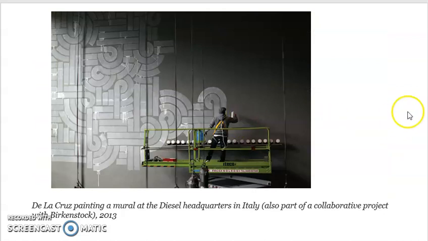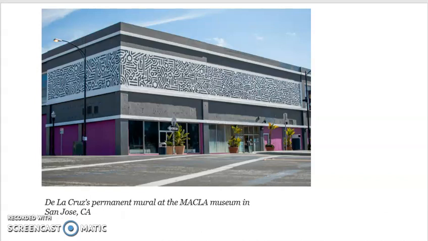De La Cruz, this is him painting a mural at the Diesel headquarters in Italy, okay, in 2013. Again, he's got some curves, but it's mostly straight lines, and they're connected. And there's no pictorial images there, no pictures. This is one of his on the side of an art museum.